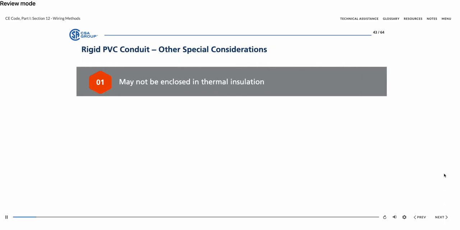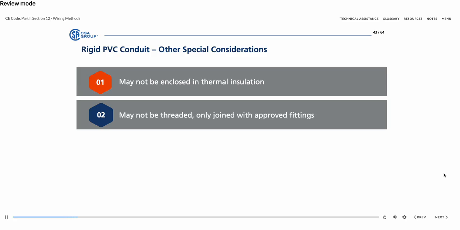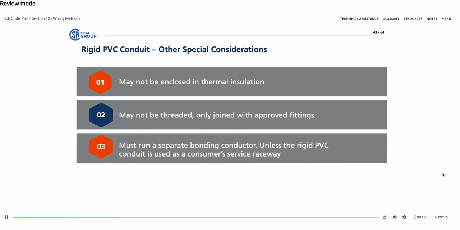It may not be used in insulated wall spaces or attics where embedded, and must be joined and terminated only with approved fittings and adapters. Because PVC material cannot provide a bonding path, a separate bonding conductor must be installed in all runs of rigid conduit to ensure the system bonding continuity.